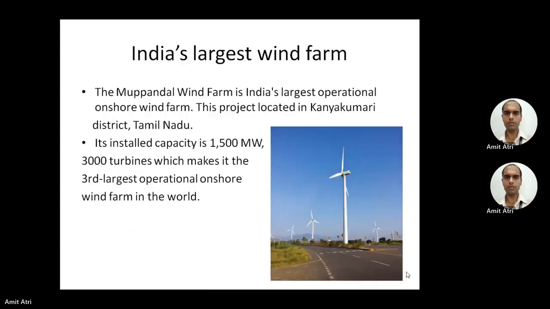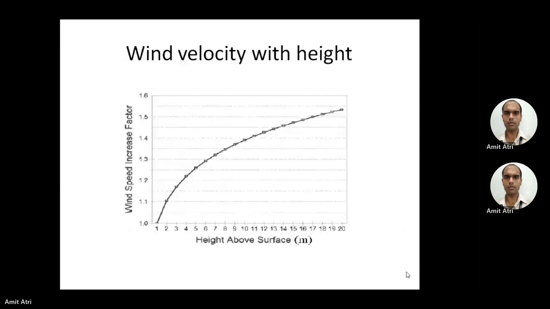This one is India's largest, the Muppandal wind farm. It is in Kanyakumari in Tamil Nadu. It has an installed capacity of 1,500 megawatts, with 3,000 turbines. It is the world's third largest operational onshore wind farm. It is onshore.